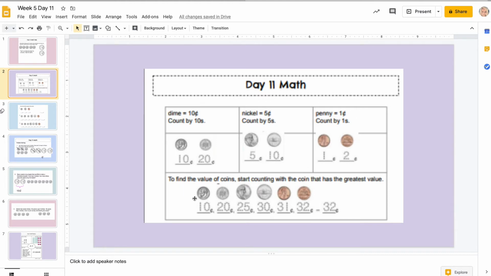If you look at our example here, when they give us a variety of coins, we need to skip count based on the value of the coin. To find the value of coins, start counting with the coin that has the greatest value. I have found that is also the easiest way. Start with the largest numbers and then work your way down. So the example here is 2 dimes, so we have 10, 20. And then there are 2 nickels, so we go from 20, 25, 30. And now we have 2 pennies, so we are counting by 1s, 31, 32. So the value of all of those coins is 32 cents.